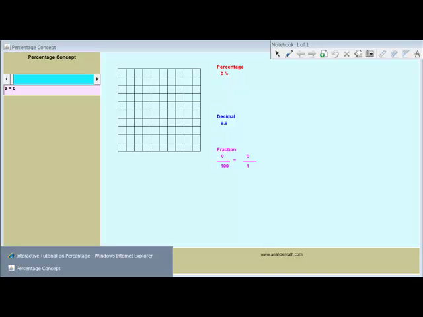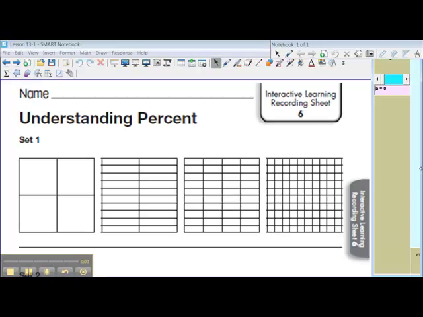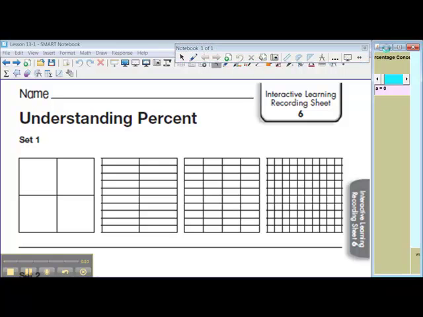This lesson is on understanding percents. Percents means to compare something to 100.